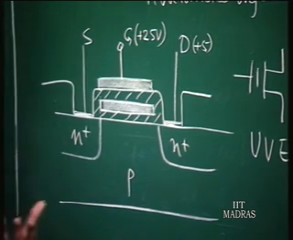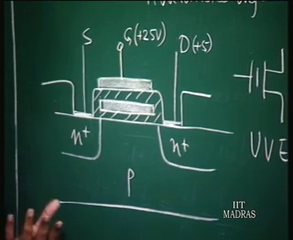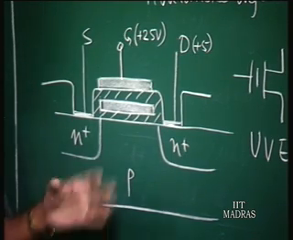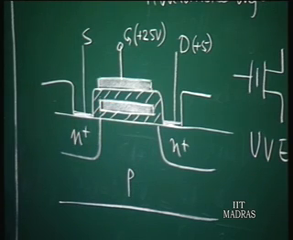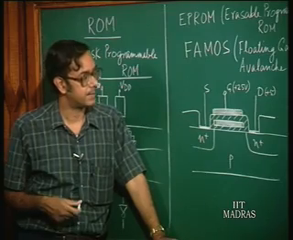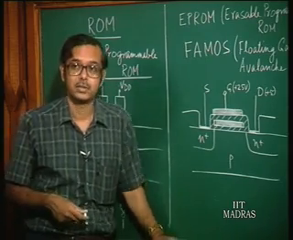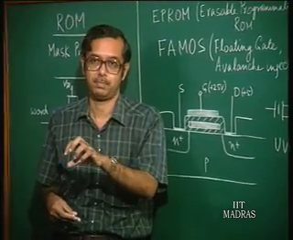It takes a lot of time, maybe half an hour you have to expose it to ultraviolet light, after which the electrons move out from the floating gate, and then again it is ready for reprogramming. The point here is that in this case, you cannot erase a part of the program, a part of the chip.